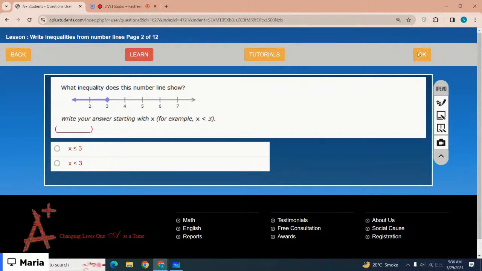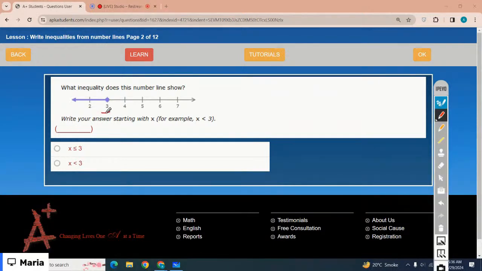Okay, the next one is, what inequality does the number line show? So again, you need to see the two things: the filled-in circle here, and the arrow is pointing to the left of 3, right? That means 3 and the numbers that are less than 3 can be solutions of the inequality, right? So it would be x is less than or equal to 3. The correct option is option number 1, that is x is less than or equal to 3.